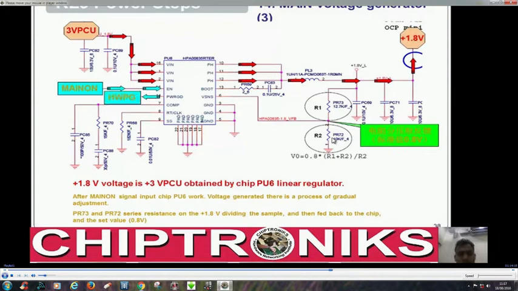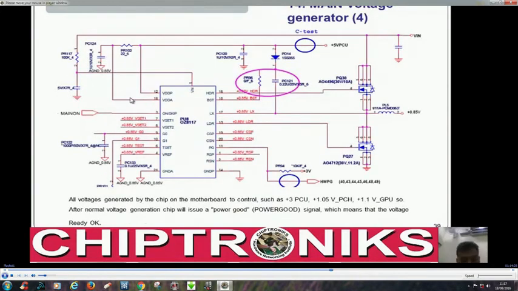And after generating 1.8 volt, it will generate hardware power good, right? Hardware power good, and we can see all the power good is connected. That is, power good of all voltage regulators is connected and fed back to the IO controller to inform the IO controller that yes, all voltage regulators have turned on.